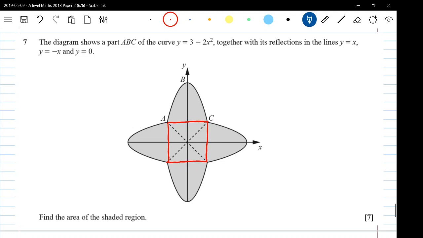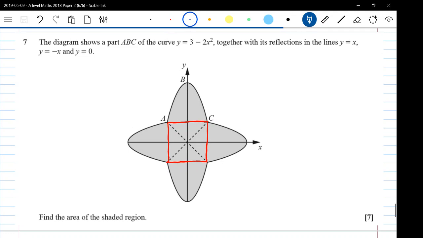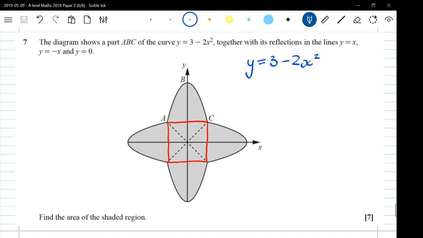I probably then would also be thinking, what is the graph 3 minus 2x squared? That's quite a crucial thing. So y equals 3 minus 2x squared. Thinking transformations of graphs, that's an x squared graph that is reflected, so it's upside down, then stretched, then lifted up 3 units. Actually, that bit there is the original graph, isn't it? That's the original 3 minus 2x squared that has then been reflected in y equals x and y equals minus x and the y-axis. So that's all quite helpful stuff.